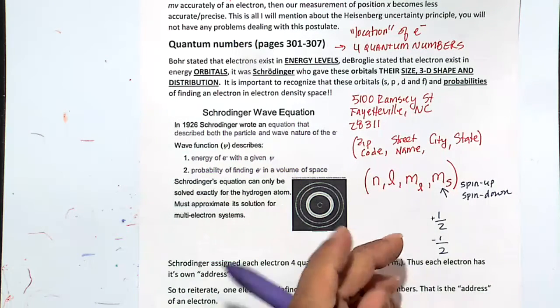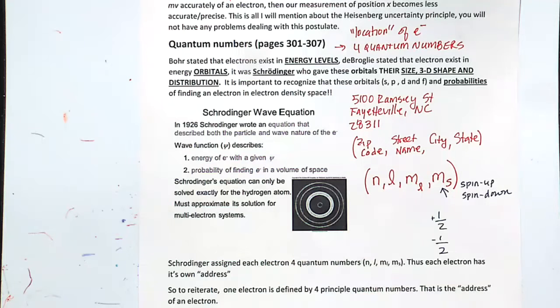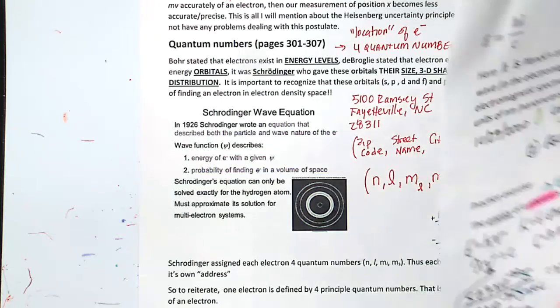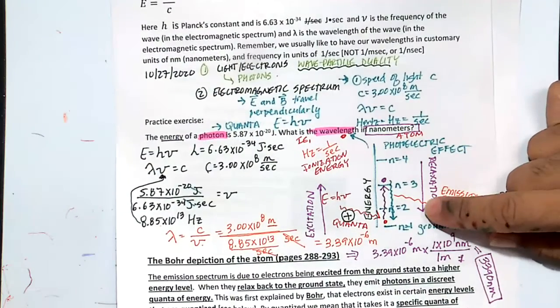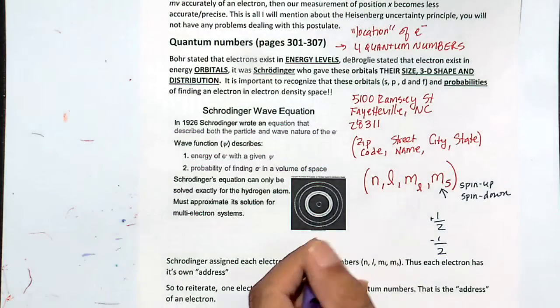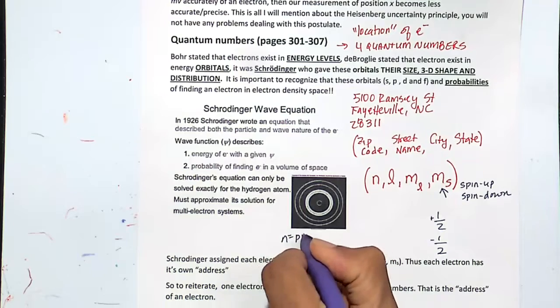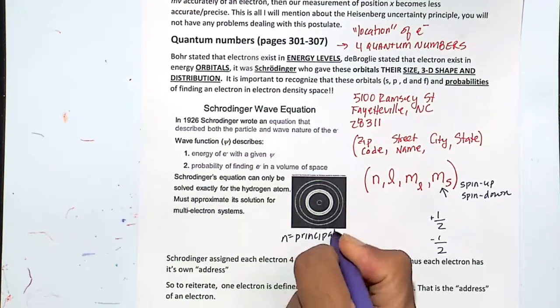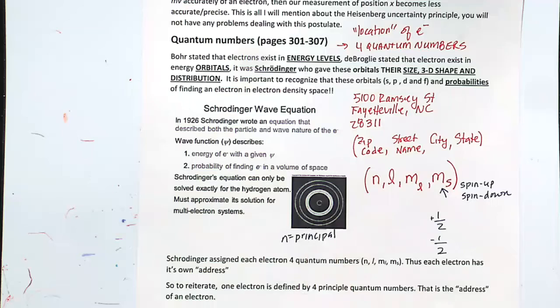n is called the principal quantum number. You kind of saw n before, didn't we talk about n? It represents all the different energy levels: energy level 1, energy level 2, energy level 3. That's called the principal quantum number, and that's very easy also, because it's just the row in the periodic table.